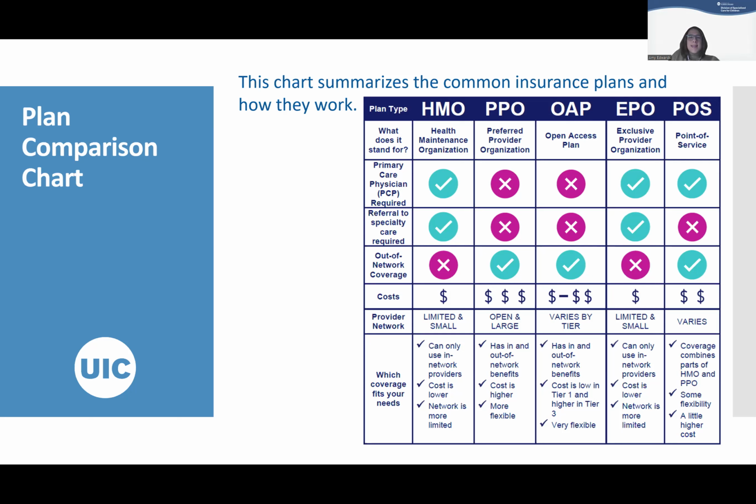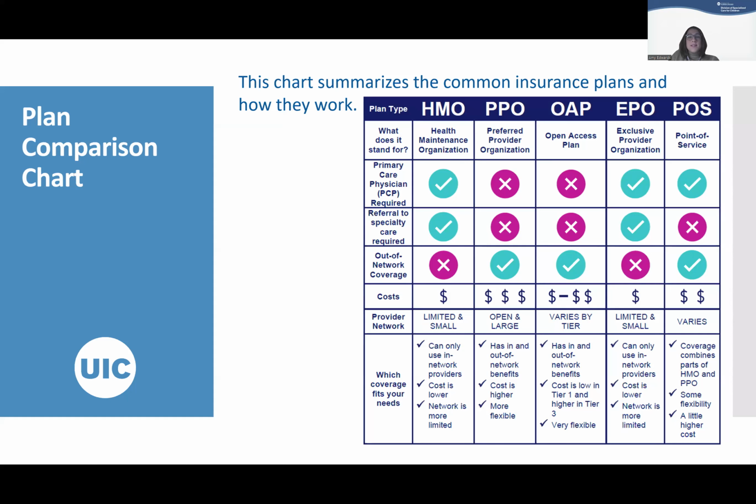So we can see if a plan requires a primary care physician to manage your care. So for example, if you look at the HMO column, you are required to pick a primary care physician. So a lot of times when you go into that HMO plan, you will either get an email or a letter from the health insurance company telling you we need to know who your primary care doctor is. The reason for this is because they like to know that someone is monitoring the care that you are getting.